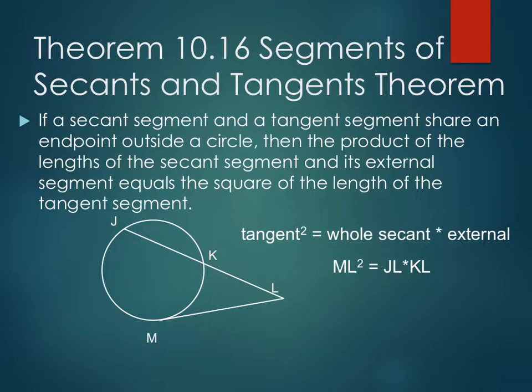Theorem 10.16 is the segments of a secant and tangent theorem. So this is a secant and a tangent. If a secant segment and a tangent segment share an endpoint outside the circle, the product of the lengths of the secant segment and its external segment, which is the same thing as the last one, but this time it equals the square of the tangent. So in the last one we had two secants. This time we have a tangent and a secant. And the formula for this one is that the tangent squared equals the whole secant times the external part.